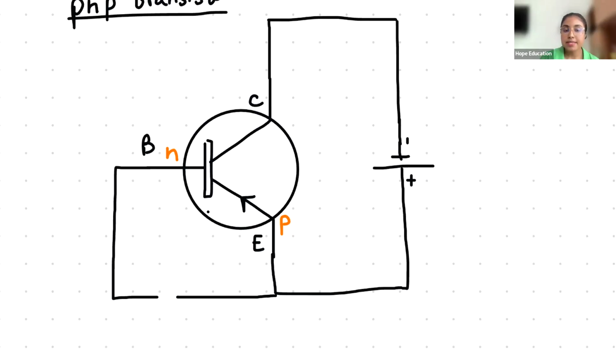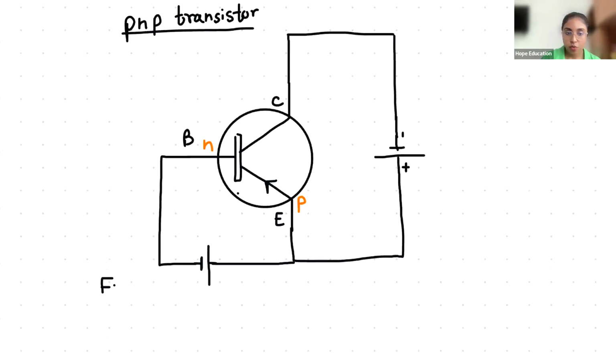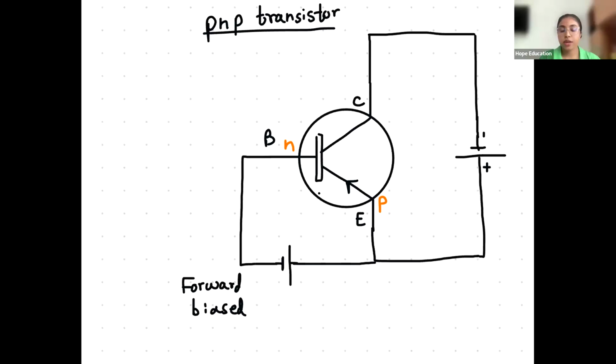So here the base is an N semiconductor, so it should be connected to the negative terminal. The emitter is a P semiconductor, so that should be connected to the positive terminal. So the base and emitter are forward biased. Did you all understand this one? Thumbs up, and if you have questions, you can ask in the chat box.